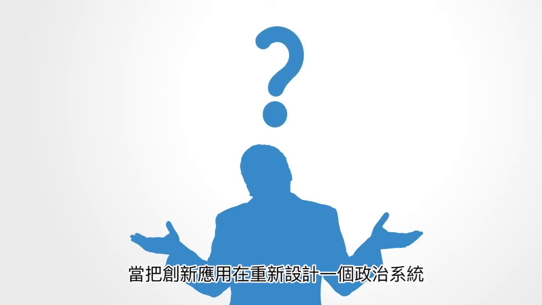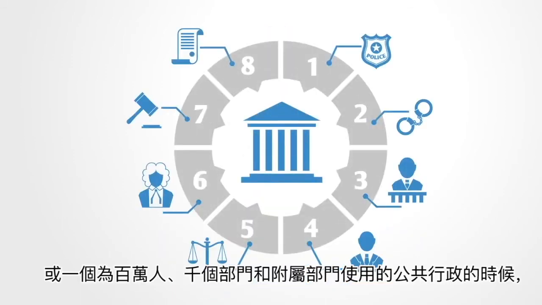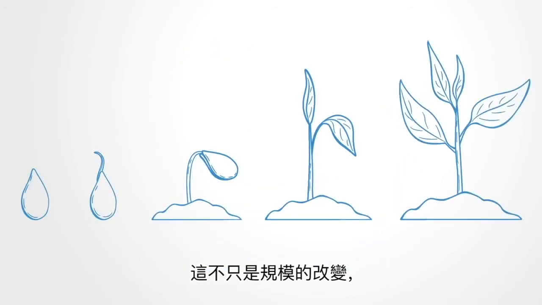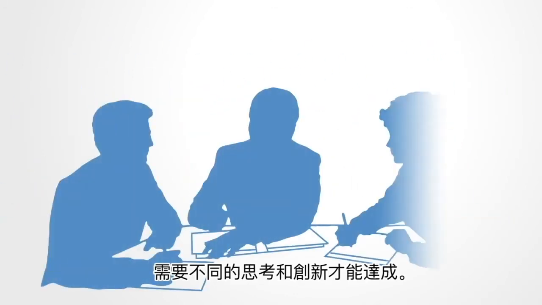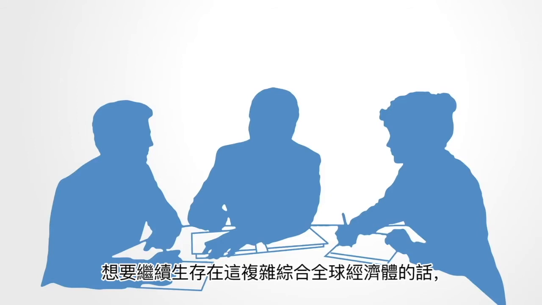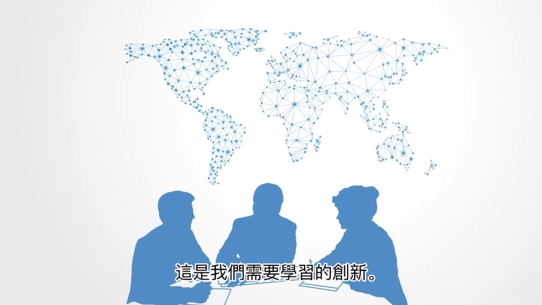What does innovation look like when applied to redesigning how a whole political system works, or the public administration for millions of people and thousands of departments and subdepartments? This is not just a change in scale, it is also a change in quality. It requires a different kind of thinking and innovation. It is not something we are accustomed to. However, it is a form of innovation that we have to learn to do if we as enterprises, as governments, as open societies are going to survive in a complex, integrated global economy.